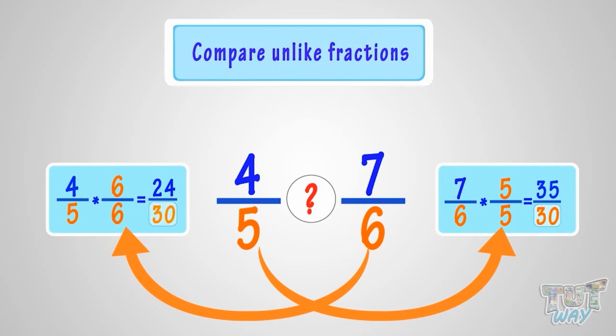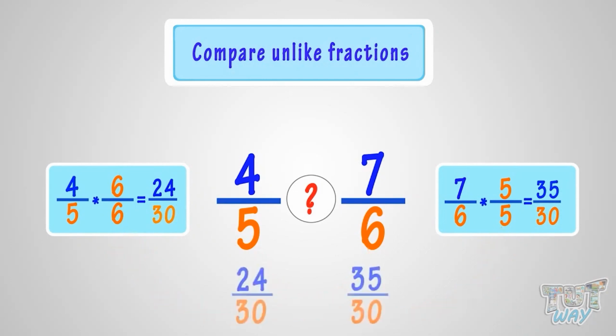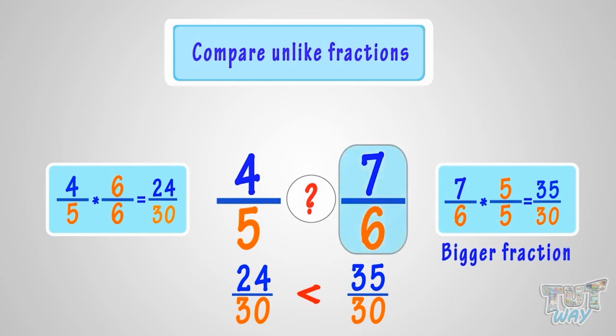Now, just compare the numerators to find the bigger fraction. And here, 35 is greater than 24. So, 35 by 30 is a bigger fraction. Or, 7 by 6 is a bigger fraction.